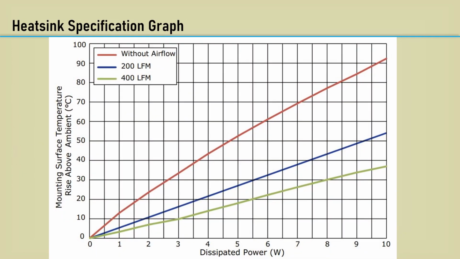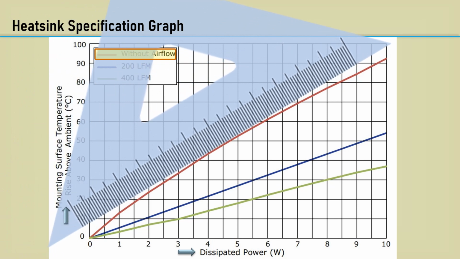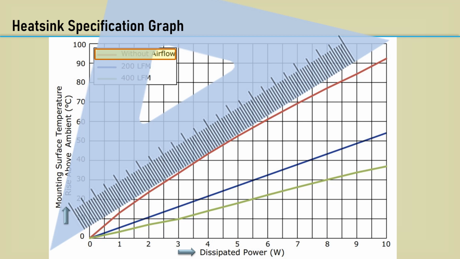Here's the specification plot for that heatsink. The y-axis is the temperature rise above ambient, and the x-axis is the dissipated power. The plot in red is the characteristic without airflow or forced air. It's clear to see right away the plot is nonlinear. How do we determine the thermal resistance of this heatsink at a specific dissipation?